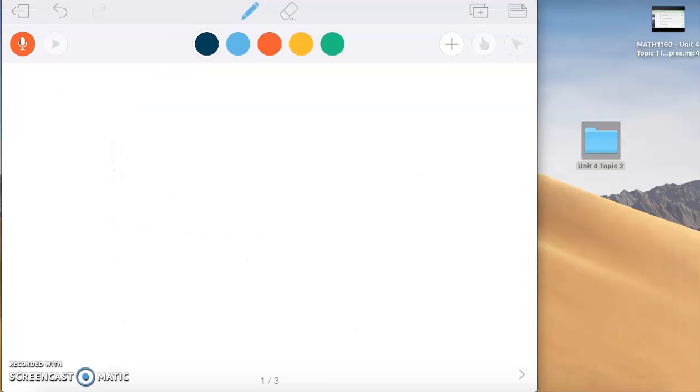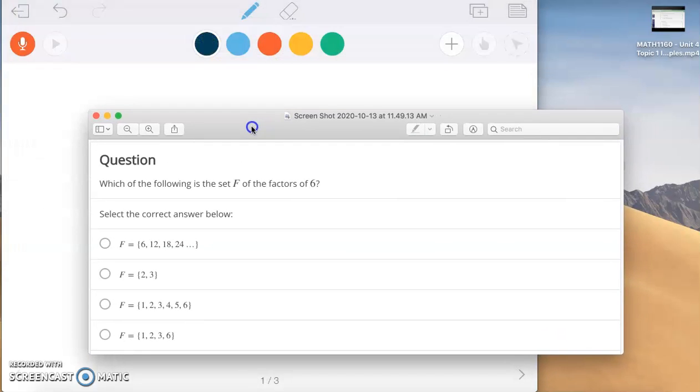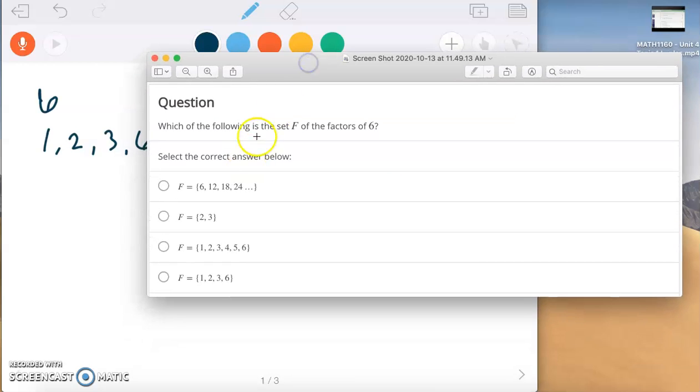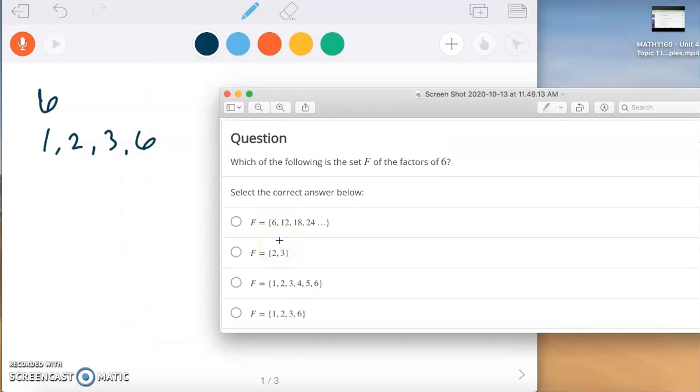Let's look at example 3. Here we have which of the following is the set F of the factors of 6. Remember the factors of 6. The factors are what multiply to make a number. So if we have 6, some factors would be 1, 2, 3, and 6. Because remember, 4 does not multiply into 6. 0 obviously doesn't multiply into 6. And nothing above 6 would multiply into it because we're only looking for factors, which would be whole numbers. So we're looking for anything that includes 1, 2, 3, and 6.